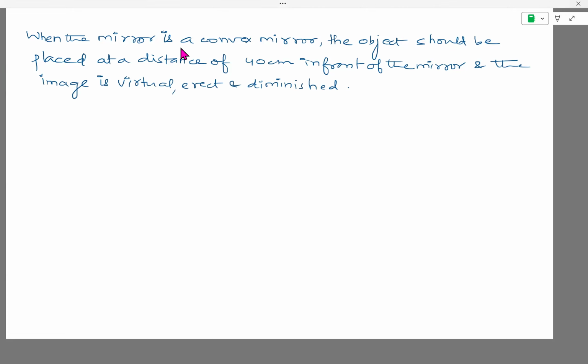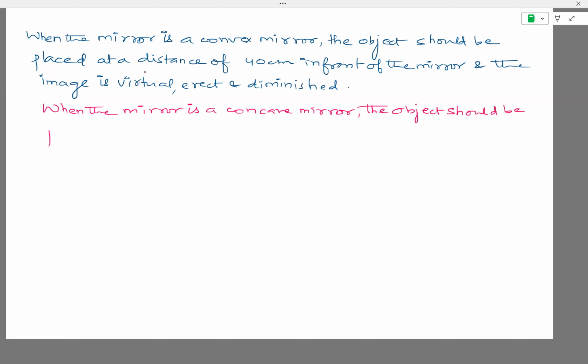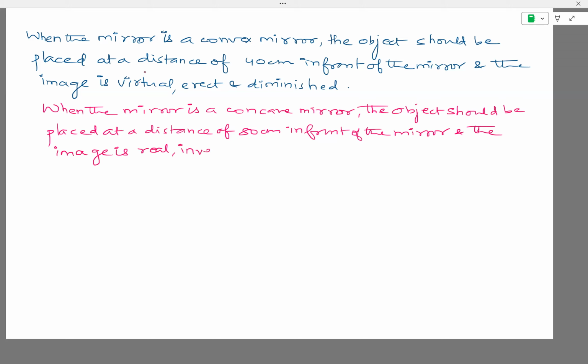Okay. Next, the same way you just write, when the mirror is a concave mirror, the object should be placed at a distance of 80 centimeters in front of the mirror, and the image is real, inverted, and diminished. I hope it is very, very clear.